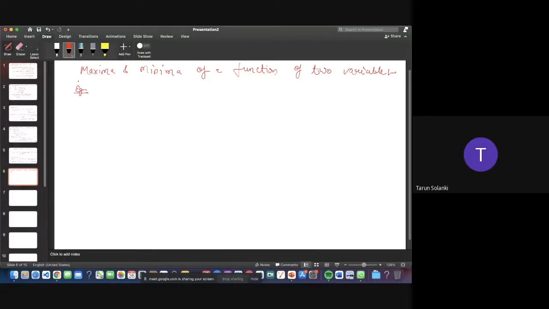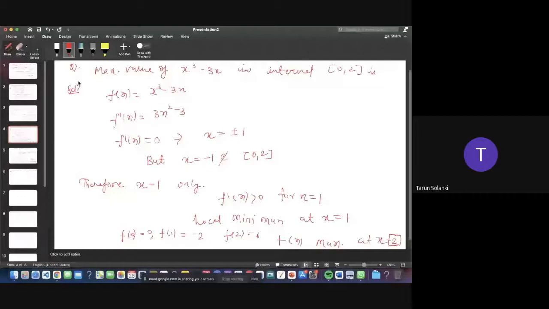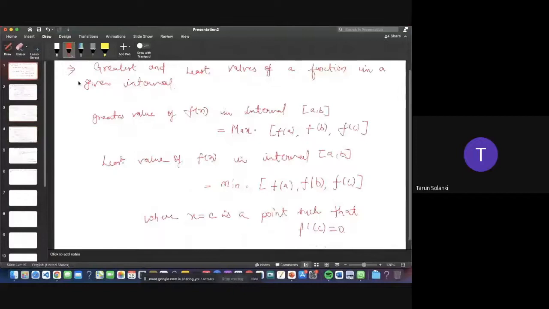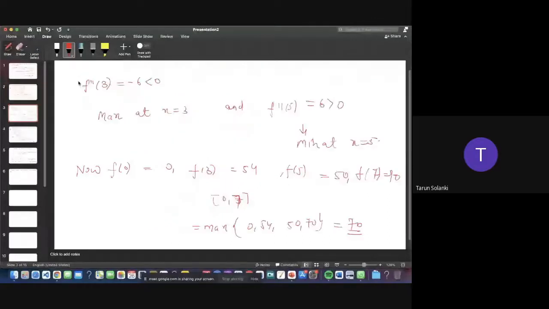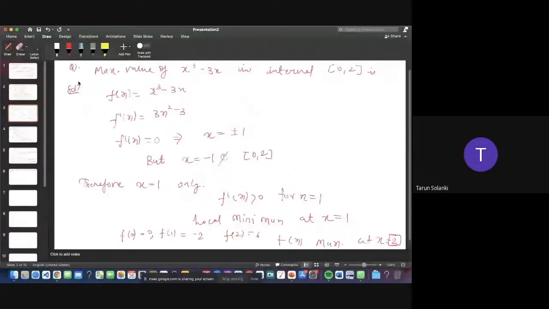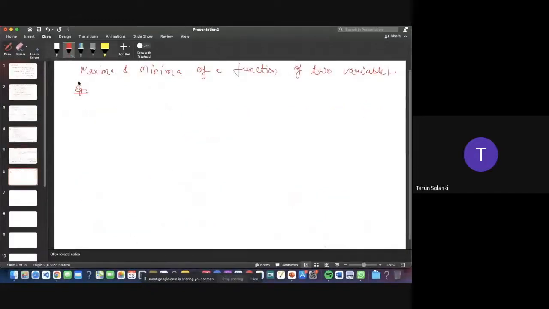Maybe there was some network issue, so previous recordings are not there. So let me take it to the screen recording. This was the first slide. This was the question based on the greatest and the least integer. There was one more question to find the max value of x cube minus 3x in the interval 0 to 2. And these were the properties of maxima and minima. Now, here we are discussing maxima and minima of a function of two variables.